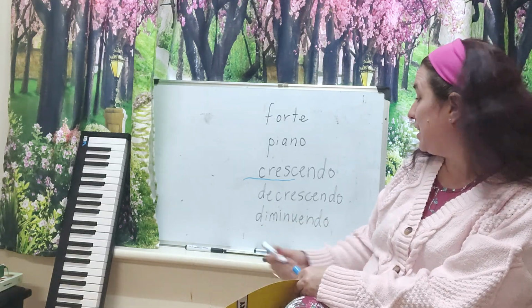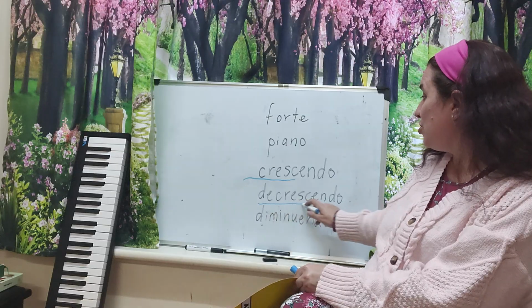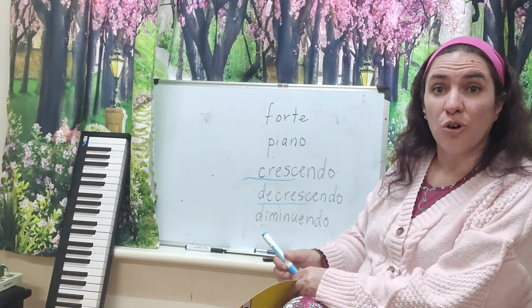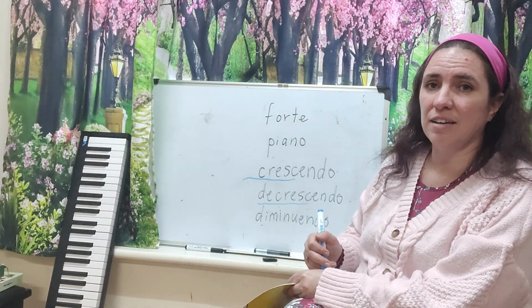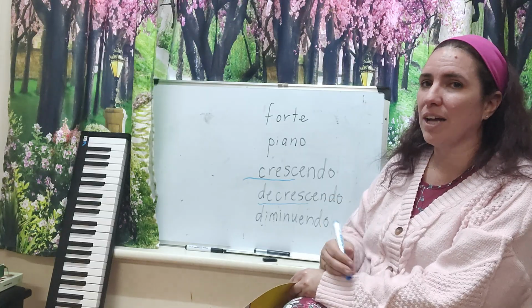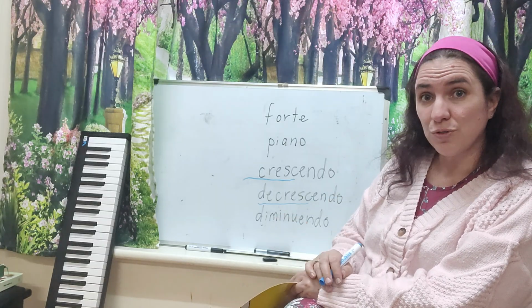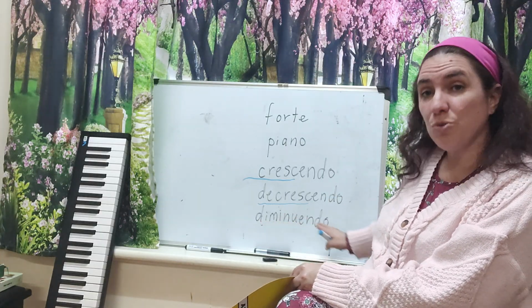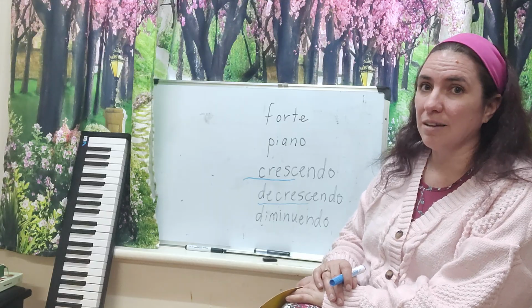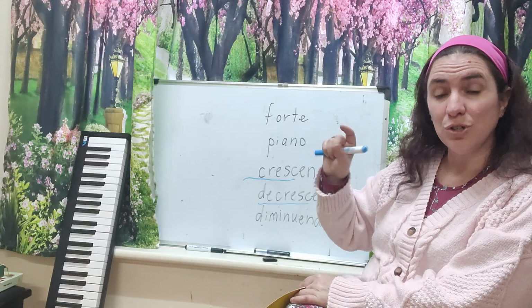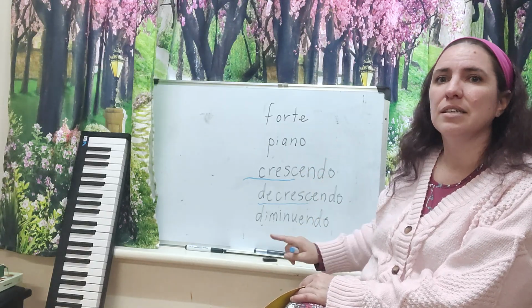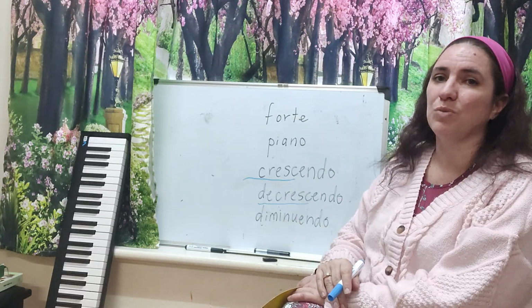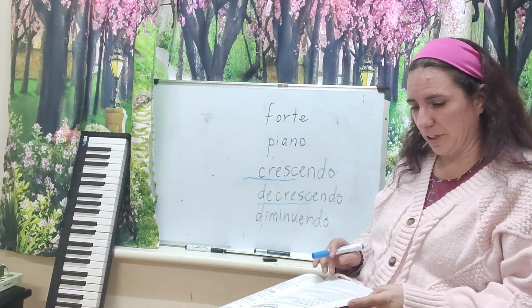Decrescendo, you can see hidden in there the word decrease. So we decrease our sound. The decrescendo means gradually getting softer. The diminuendo dims our sound. So you might have lights that you can dim and it makes them gentler. So we dim our sound, we gradually get softer.